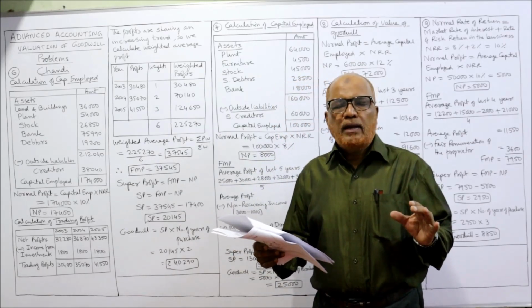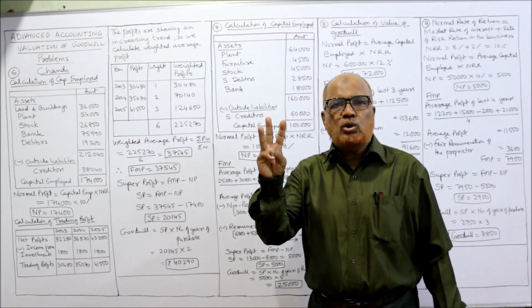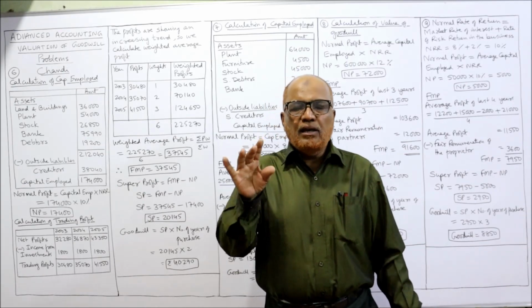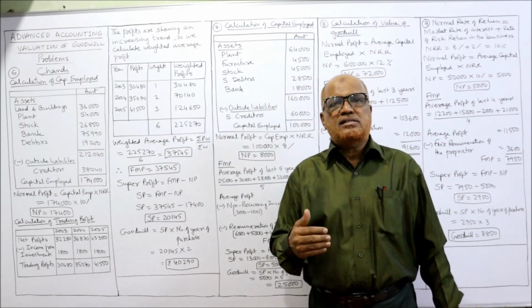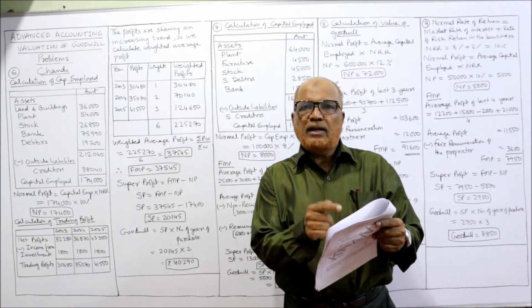So while calculating goodwill, we need capital employed. For calculating capital employed, 3 assets we should not consider: goodwill, if it is given; then non-trade investments; and fictitious assets, if given. So here investment we will ignore.